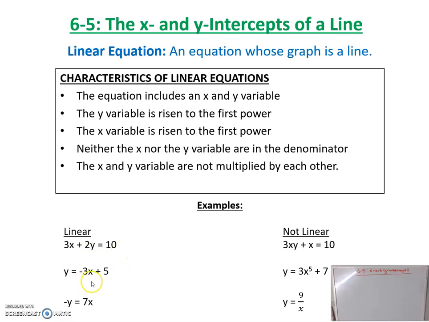The next one, I have x and y. They're not being multiplied together. They're both single x and single y, which means they're x to the first and y to the first. They're both being raised to the first power. And again, neither of these is in the denominator. So we're good. The third one, negative y equals 7x. That's totally fine. We can just divide everything by -1 and get positive y.